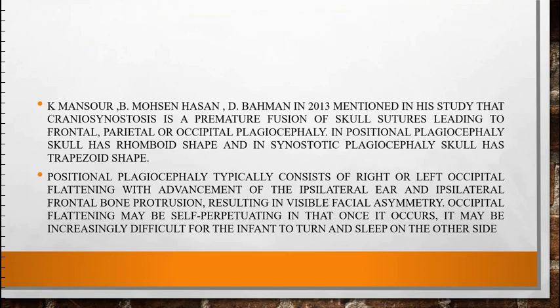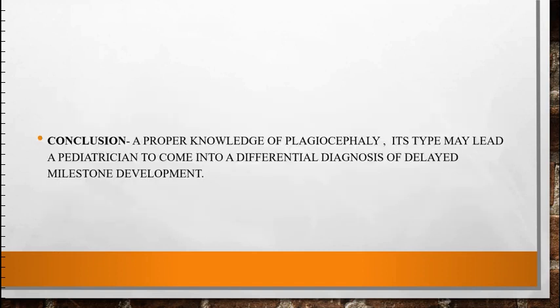D. Behman in 2013 mentioned in his study that craniosynostosis is a premature fusion of the skull sutures leading to frontal, parietal, or occipital plagiocephaly. In positional plagiocephaly, the skull has a rhomboid shape, and in synostotic plagiocephaly, the skull has a trapezoid shape. Positional plagiocephaly typically consists of right or left occipital flattening with advancement of the ipsilateral ear and ipsilateral frontal bone protrusion, resulting in visible facial asymmetry. Occipital flattening may be self-perpetuating in that once it occurs, it may be increasingly difficult for a patient to turn and sleep on the other side.